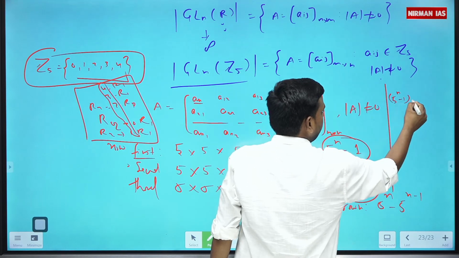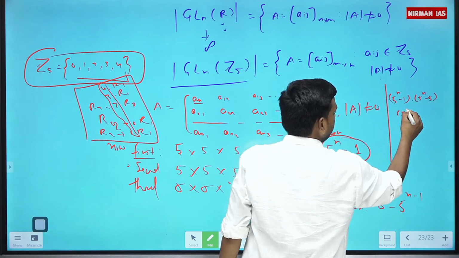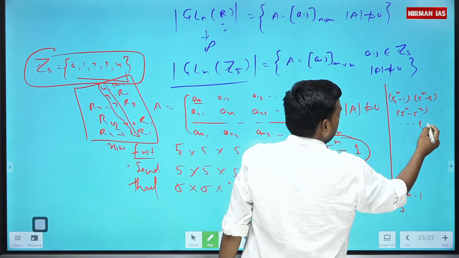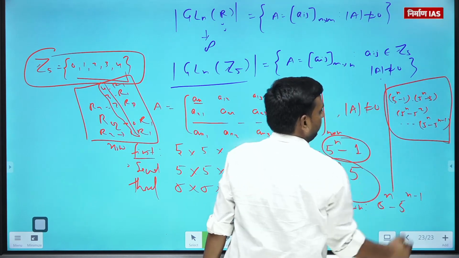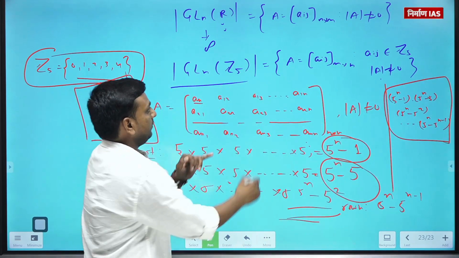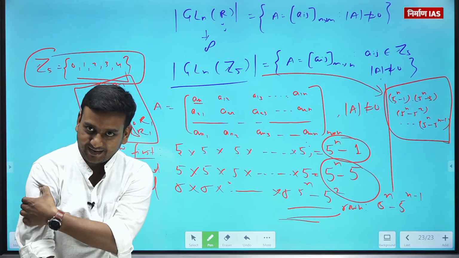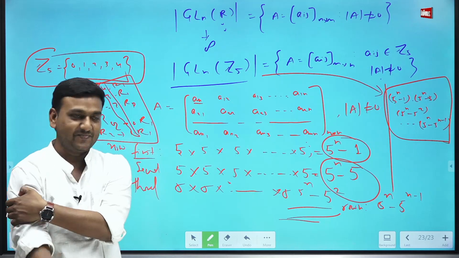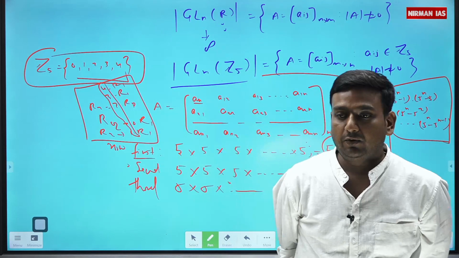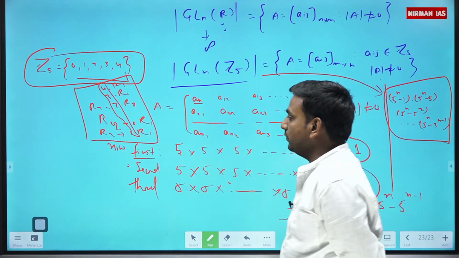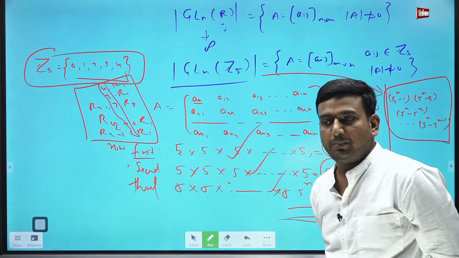5 raised to the power n minus 1, into 5 raised to the power n minus 5, 5 raised to the power n minus 5 squared, into 5 raised to the power n minus 5 raised to the power... So what is the order of this? Is there any doubt? Any problem? No. So this is how you can talk about it. Many of you may be confused about how I have taken this, but this is just very simple permutation combination.